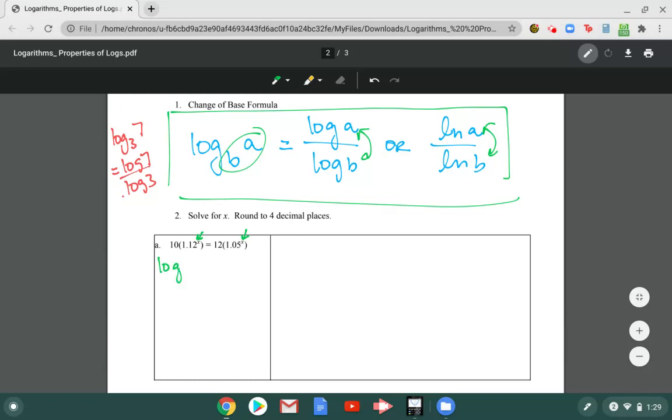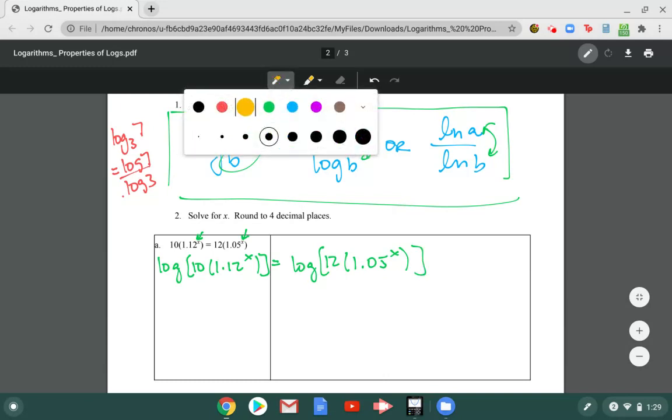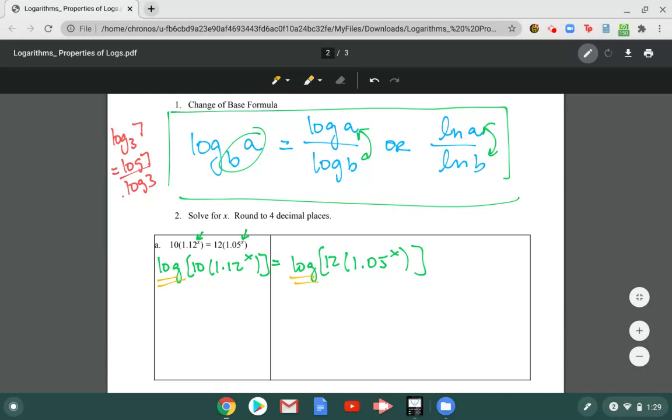It doesn't really matter. So we're going to do log of 10 times 1.12 to the x is equal to, I'm going to apply it to the other side as well, 12 times 1.05 to the x. Okay, so my original equation has just been changed by applying the common logarithm on either side. You could also have used the natural logarithm. That would work great as well. Now I'm going to use my properties. I notice that there's a multiplication here and a multiplication here. That's going to become a sum of logarithms.